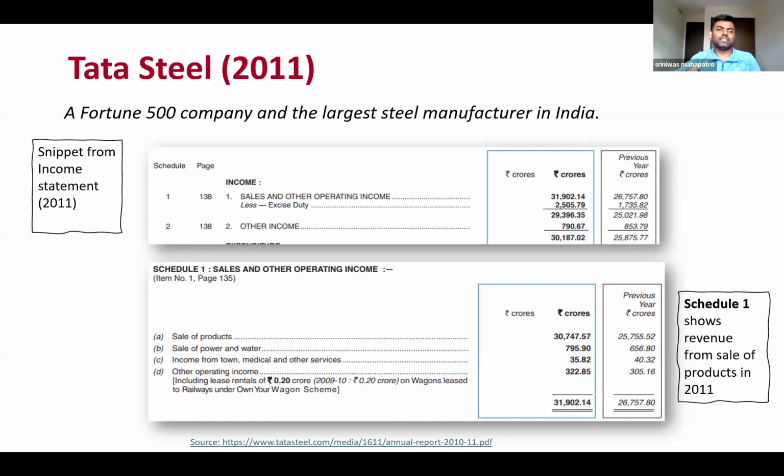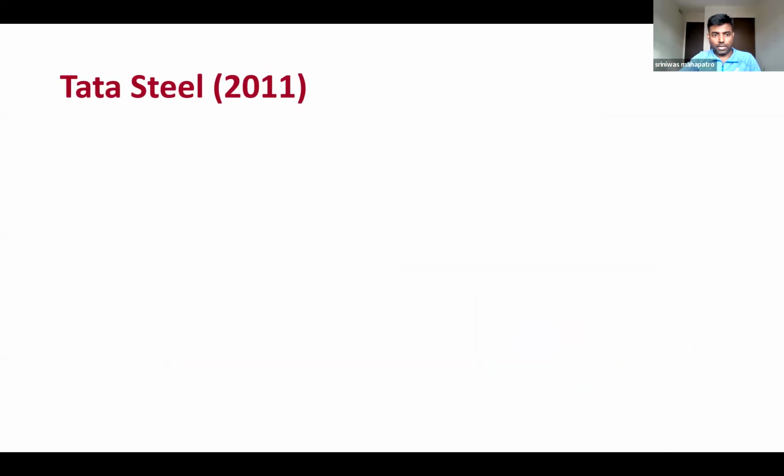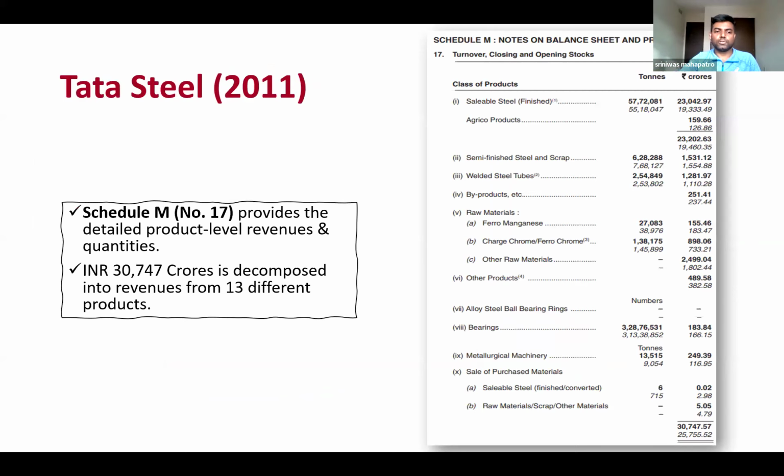Now, this is the usual income statement, similar to whatever we may check for other companies in other jurisdictions. But on top of that, they provide a schedule where they are actually breaking this revenue into each of the products that they have. Roughly, there are 13 different products. And not just the revenue, they're also providing the quantity that has been sold in tons. Some of them are saleable steel, bearings, and so on. They are giving detailed information of how much revenue and how much quantity from each of these products. So this essentially allows us to deduce the average price at which each of these products was sold.